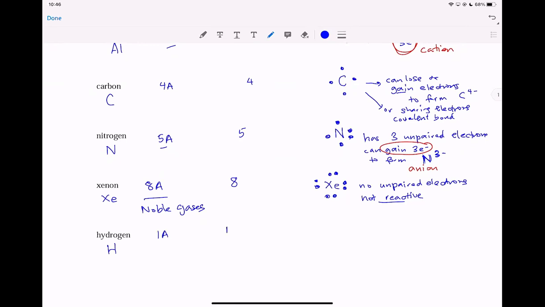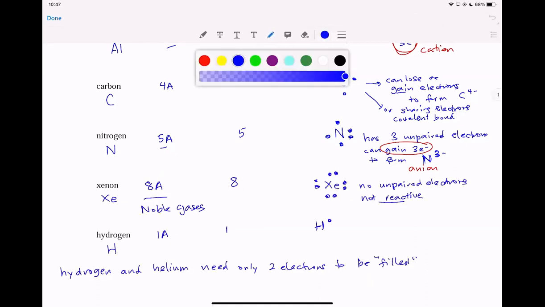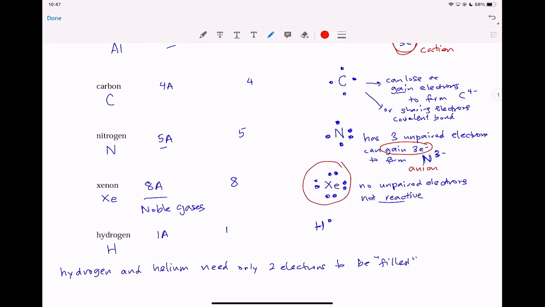This means it has 1 valence electron, and you can draw it like this with 1 dot. Now, hydrogen and helium, they both are unique on the periodic table. They need only 2 electrons to be filled. Just like xenon, this example of xenon is filled and it's not reactive.